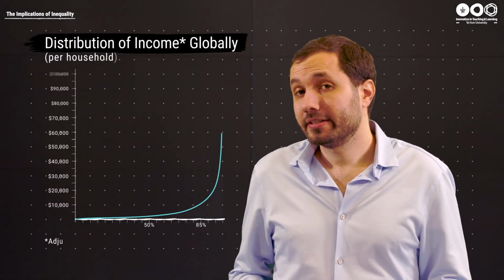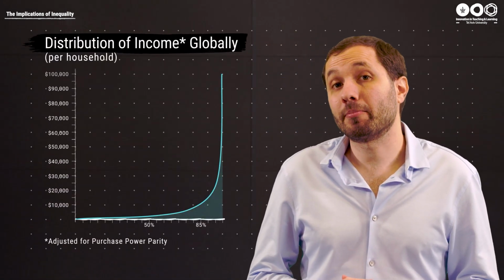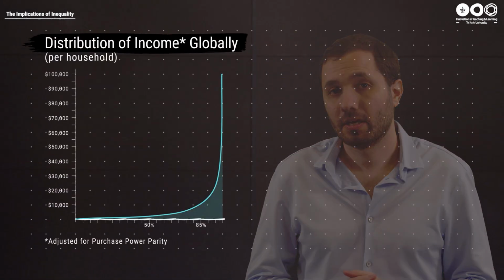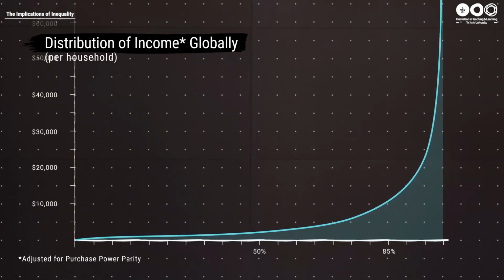As mentioned, the world is an odd place. The income of the majority of the world in low and middle income countries is very small relative to those living wealthy, comfortable lives. What you're seeing here is the distribution of income globally per household. For example, half of all households earn below $2,500 a year.